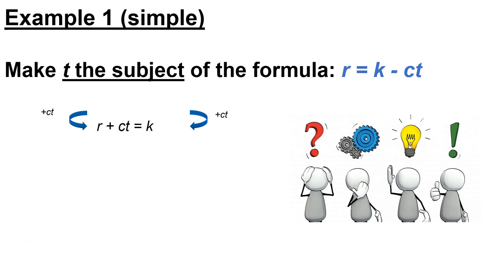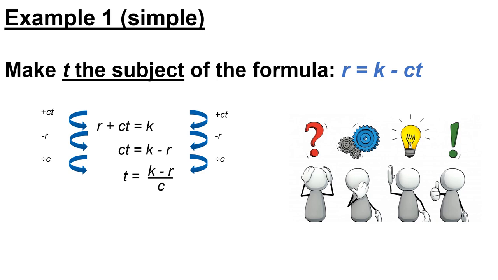But remember, it is t that we must make the subject of the formula. And you can subtract r from both sides. When you take r from this side to that side, that's why you are having an r being negative. When you transpose the r, it becomes negative. And then you have ct is equal to k minus r.